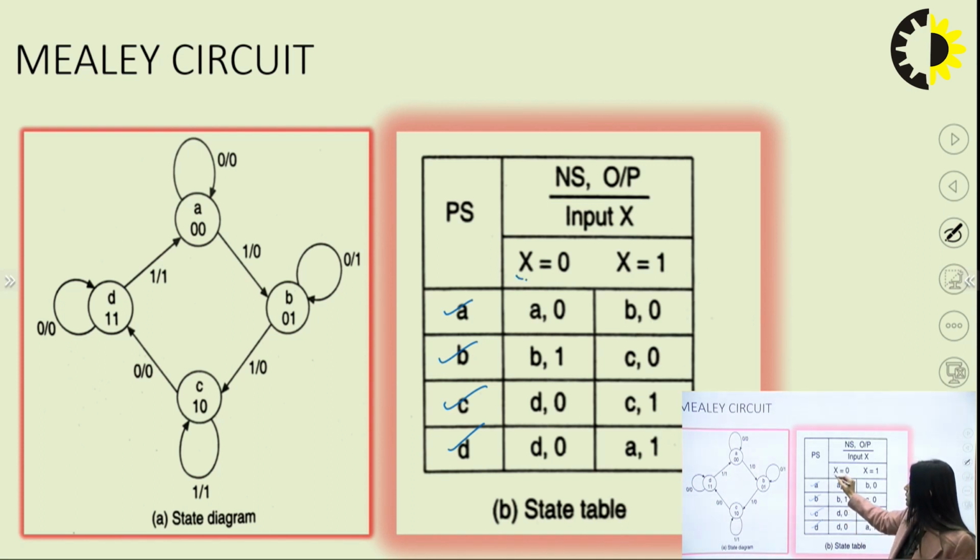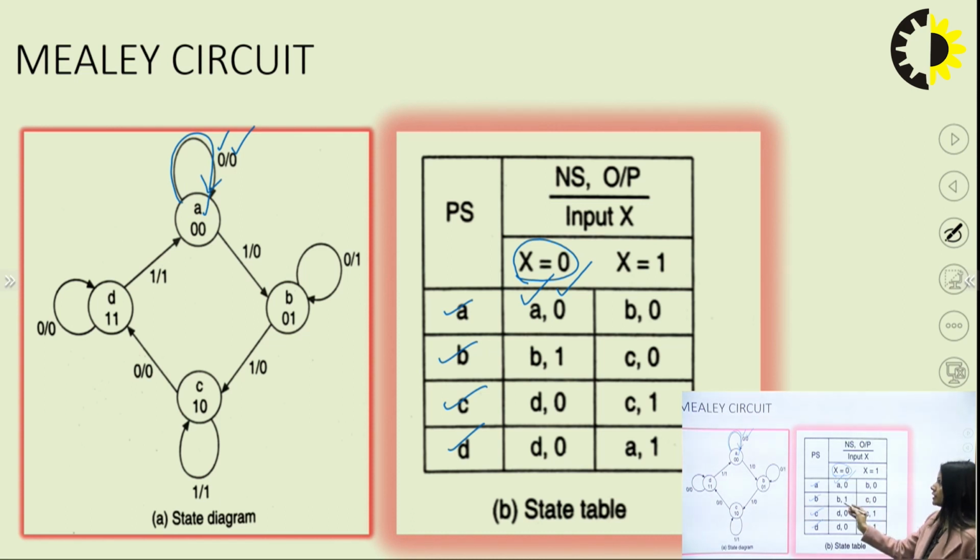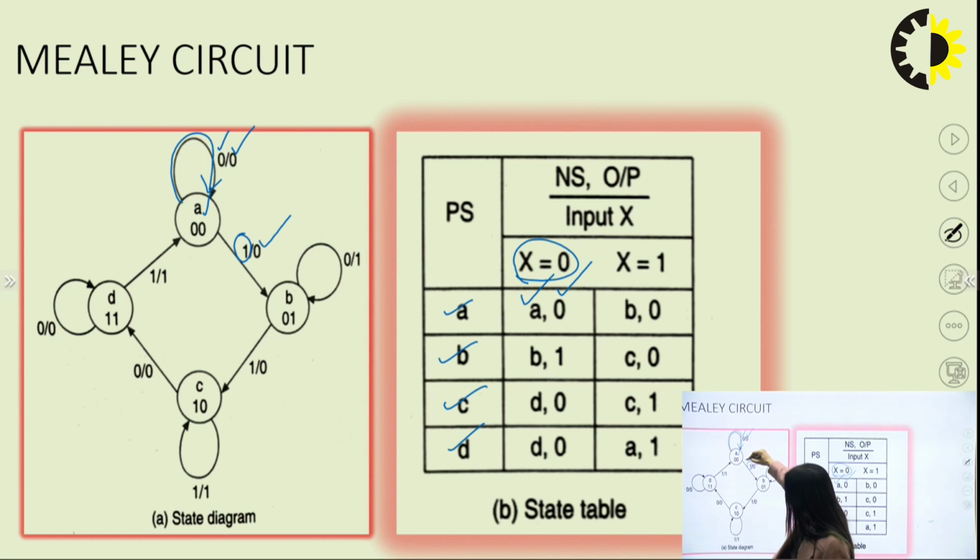See, if input is x is equal to 0, next state is A and the output is 0. Input is 0. So we have written in the column of input x is equal to 0, and similarly if input is 1, the output is 0, right, and the next state would be B. So I have written B comma 0 and input is 1.